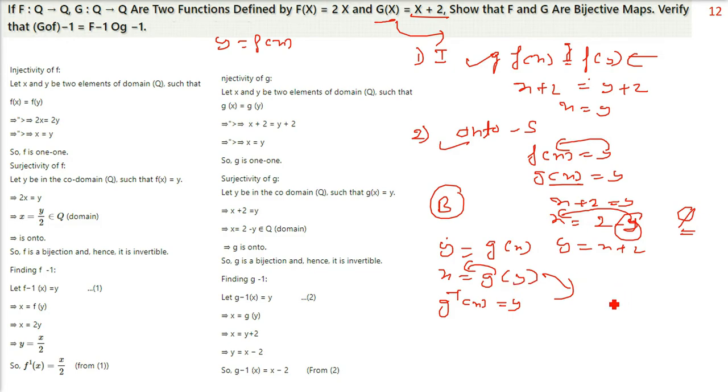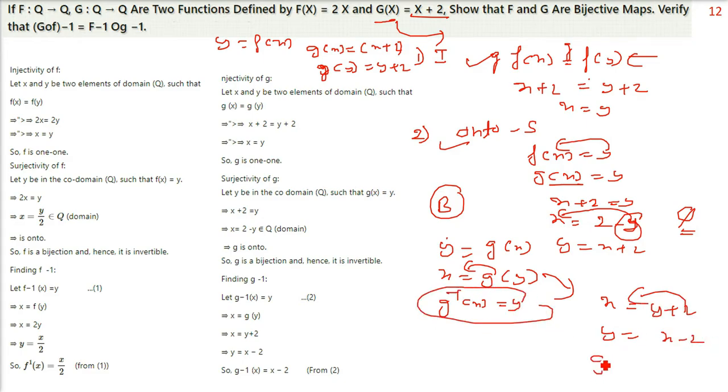gy is your y plus 2. This is gx was x plus 2. So gy will be y plus 2. Now y will be equal to x minus 2. So y is what? g inverse x. Just put g inverse x here, x minus 2. So please remember this also, because this also we are going to use. f inverse and g inverse we have already found, we are going to use it.